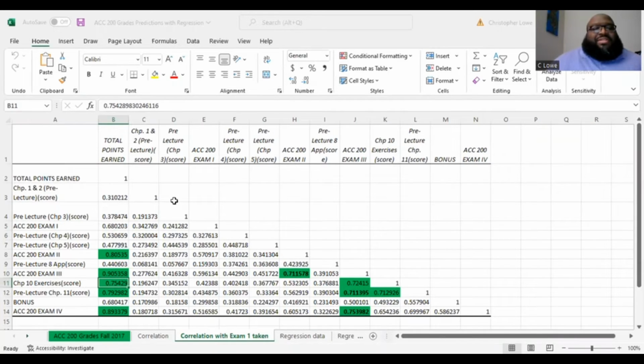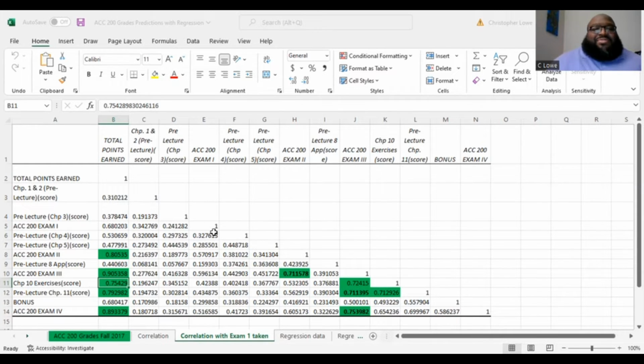We conducted a correlation analysis to determine what assignments were highly correlated to total points earned. That ended up being exam 2, exam 3, chapter 10 exercises, the pre-lecture for chapter 11, and exam 4. And exam 2 and exam 3 were highly correlated with each other, and exam 3 was highly correlated with chapter 10, chapter 11, and exam 4. And chapter 10 was highly correlated with chapter 11.